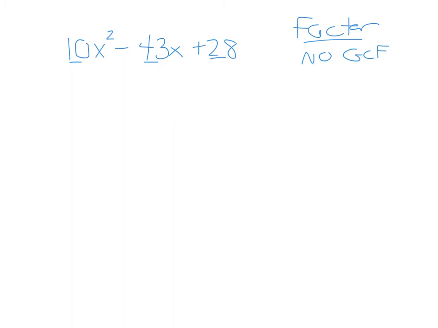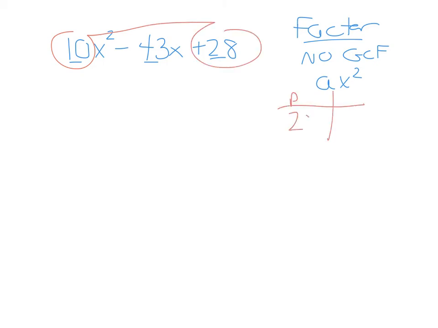So I'm factoring the trinomial in the form of ax squared. Take 10 times 28. My product is 280, and my sum is negative 43. 280 is a big number, and it's going to take me a while to find the two numbers that multiply together. So I've got a trick by doing the prime factorization of 280. This is going to help me to find the two numbers that multiply to 280.